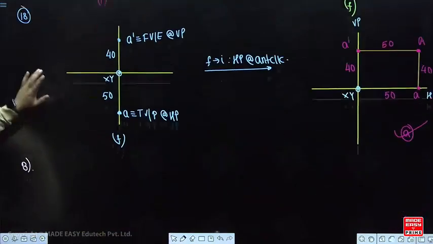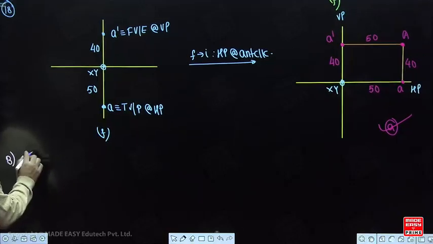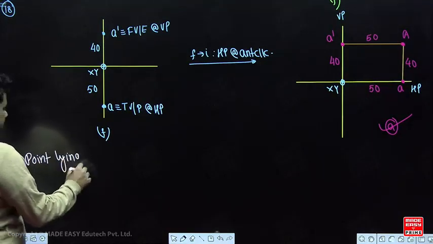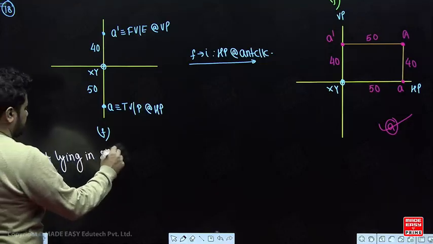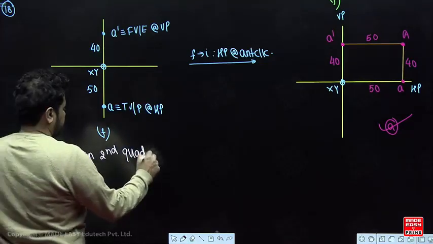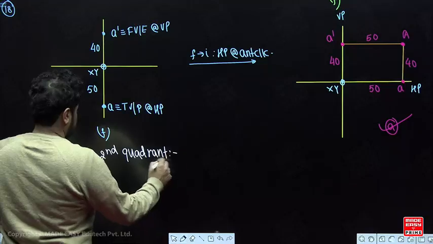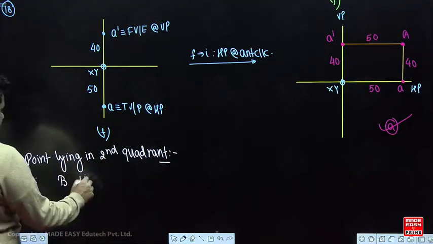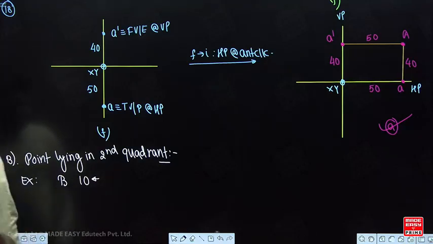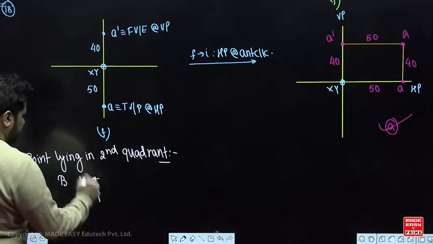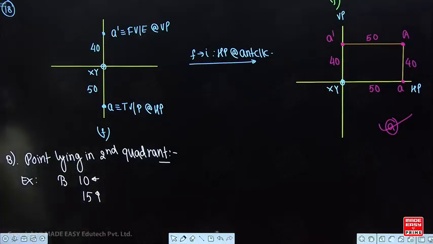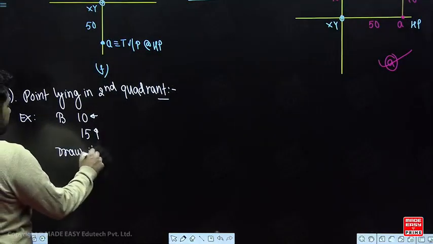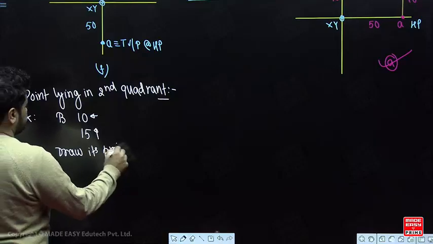Now coming to B. Point lying in second quadrant. Let us take an example. Same point, let us say B, 10 mm behind and 15 mm above. आ गया second quadrant? Correct. Draw its projection.